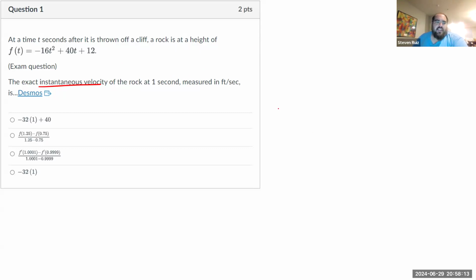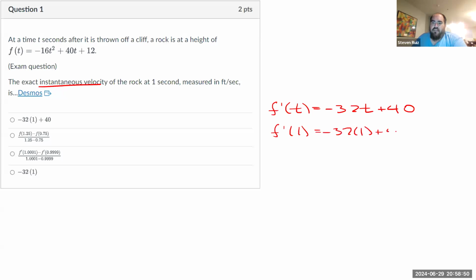So if I take a derivative of this function, f prime of t, if I use the power rule here, f prime of t is equal to negative 32t plus 40. And this is the derivative, this is the velocity that the rock will have at any time t. So if I want to know the velocity at my specific time equals 1, then I'll substitute 1 in for all my values of t.